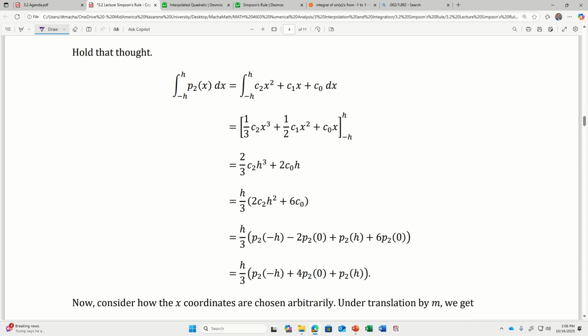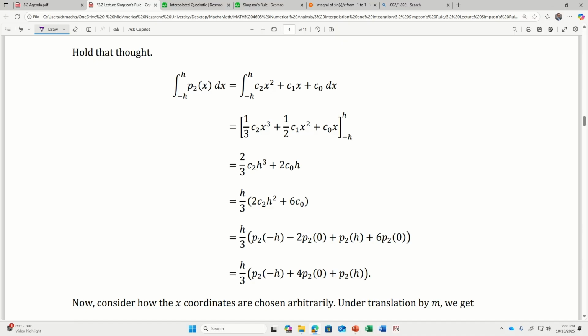Now, let's say I want to integrate this quadratic from negative h to positive h. What you always find, in this case, if my lower bound of my integral and my upper bound of my integral have the same value but opposite plus or minus sign, then any odd powers of x are going to disappear. Because when you antiderivative, they're going to become even powers of x, and then you subtract them, and so they cancel each other out. So notice that once again the c1 constant disappears.